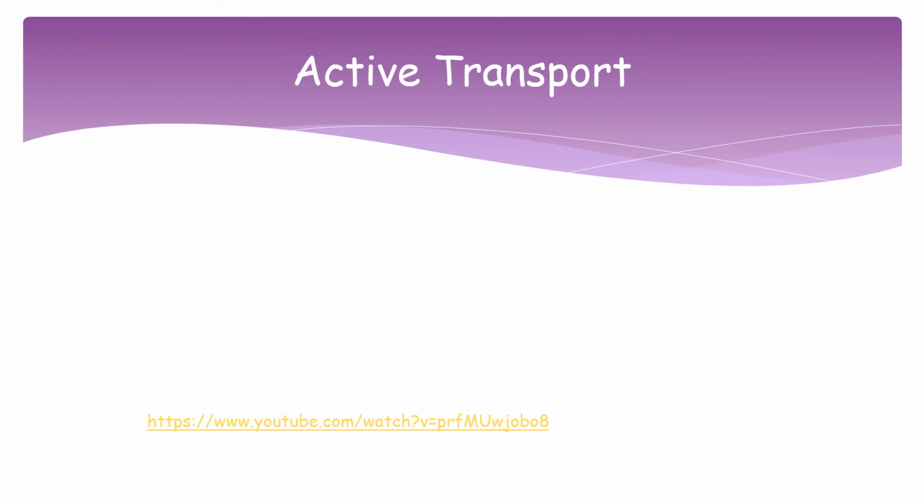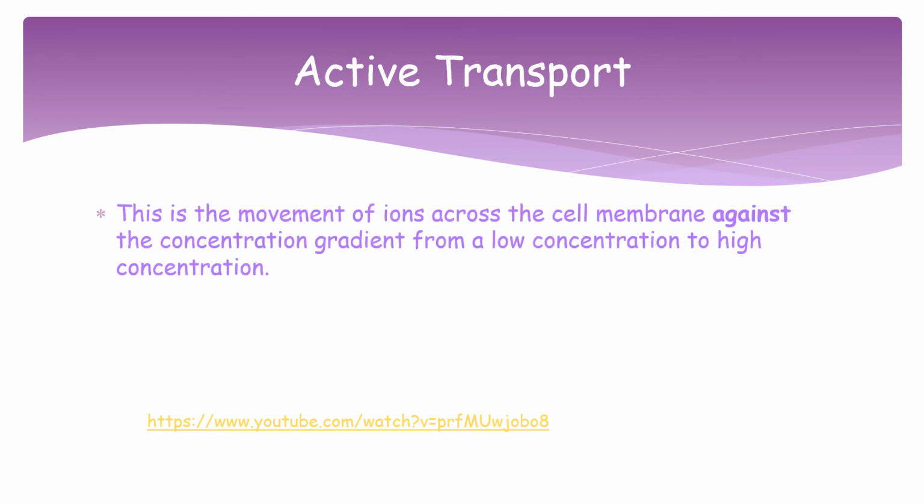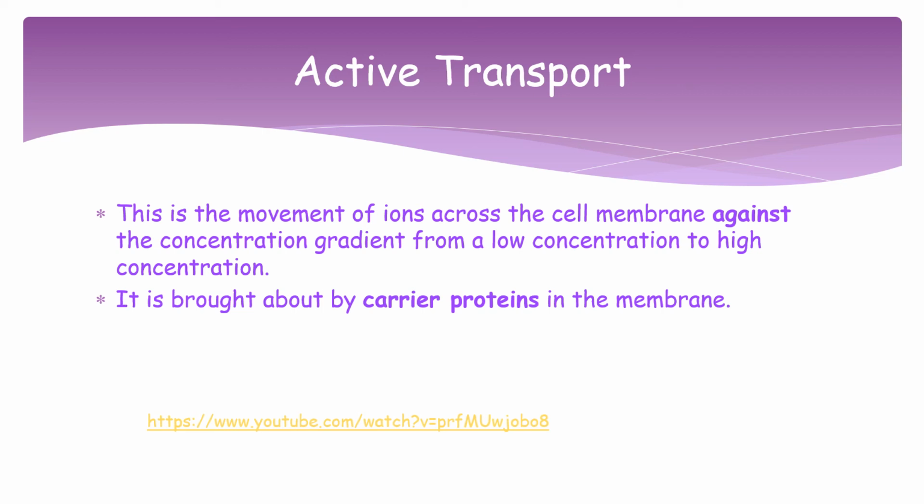You would want to write the heading active transport, and put a note of active transport. This is the movement of ions across the cell membrane against the concentration gradient from an area of low concentration to an area of high concentration. It is brought about by a carrier protein in the membrane, and it requires energy. You need to learn this, write it out a few times, and say it a few times.